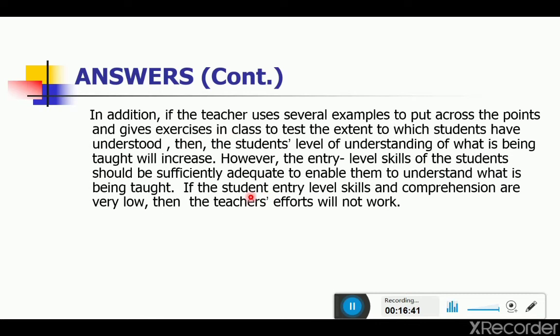However, the entry level skill of the students must be sufficiently adequate to enable them to understand what is being taught. If the students' entry level skills and comprehension are very low, then the teacher's effort will not work.